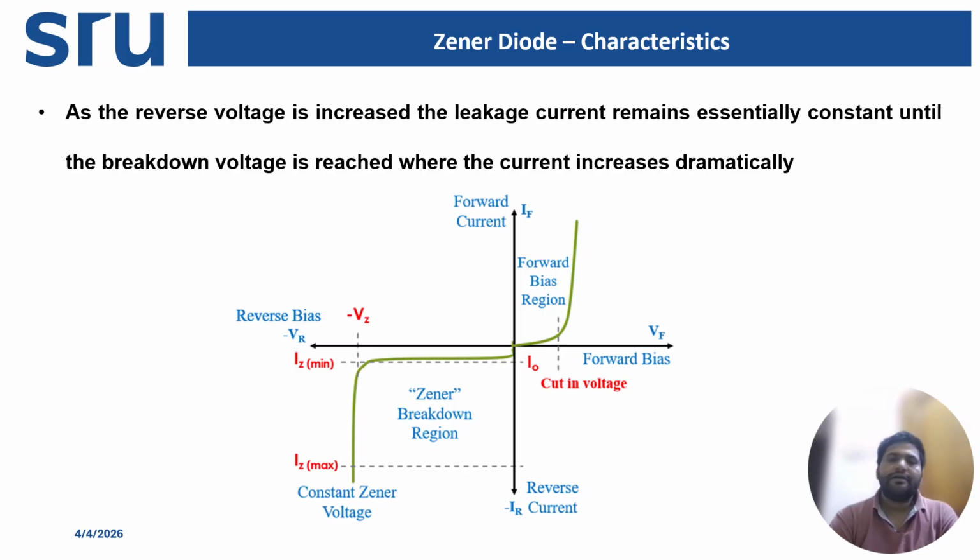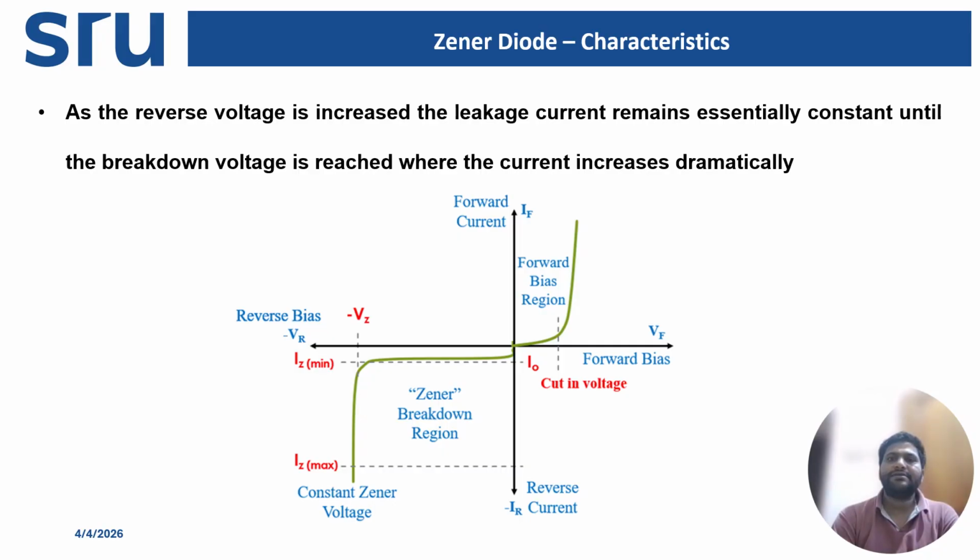So next is the IV characteristics of Zener diodes. In this graph, we observe the IV characteristics of the Zener diode in both the forward bias and reverse bias regions. Let us understand each point of this graph clearly. The horizontal axis represents voltage and the vertical axis represents current. The right side is the forward bias region, and the left side of the graph is the reverse bias region. The upward direction is forward current, and the downward direction is reverse current.